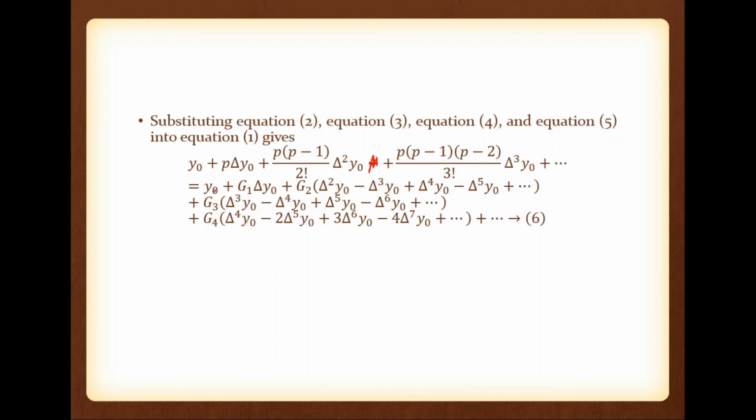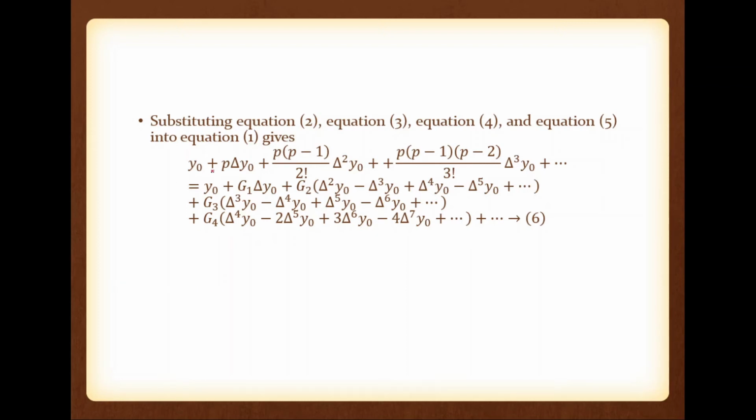If you are comparing the similar terms, first we are replacing the terms, so y0 plus g1 delta y0 plus g2 into that equation 3, that is delta square y0 minus delta cube y0 plus delta raised to 4 y0 minus delta raised to 5 y0 plus etc. plus g3 into equation number 4, that is delta raised to 3 y0 minus delta raised to 4 y0 plus delta raised to 5 y0 minus delta raised to 6 y0 plus etc. plus g4 into delta raised to 4 y0 minus 2 delta raised to 5 y0 plus 3 delta raised to 6 y0 minus 4 delta raised to 7 y0 plus etc. So this is equation number 6, by substituting equation number 2 to equation number 5 into equation number 1.